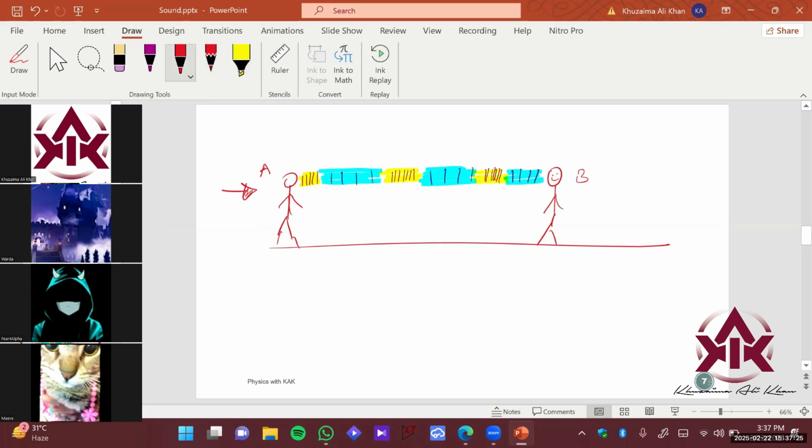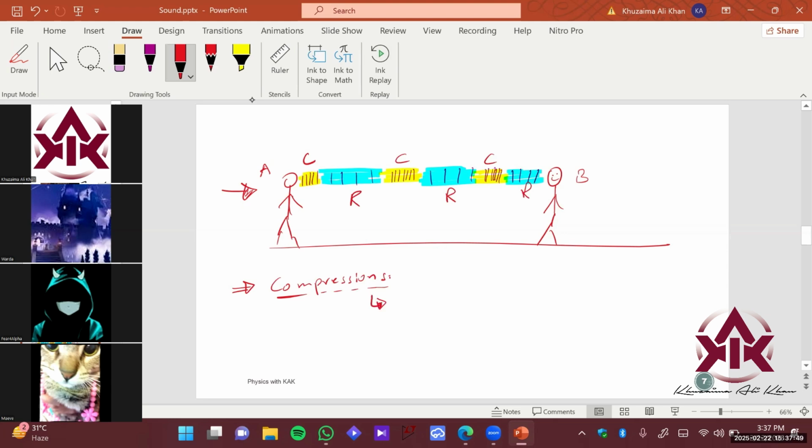Okay, so this set of yellow ones where the particles are pretty close to each other are basically called compressions, and the ones which are far away from each other are called rarefactions, right? So we have two definitions here, compressions. This comes in your exams, right? So don't just miss it out. They ask for definitions of these terms.